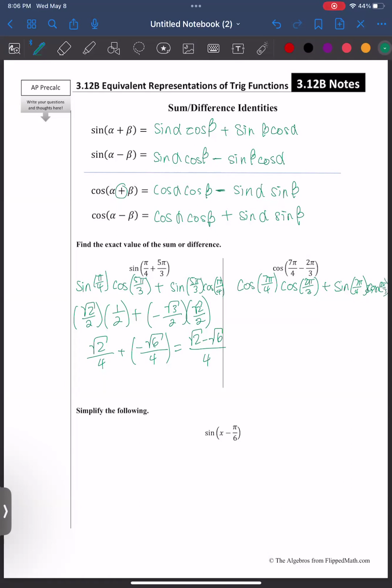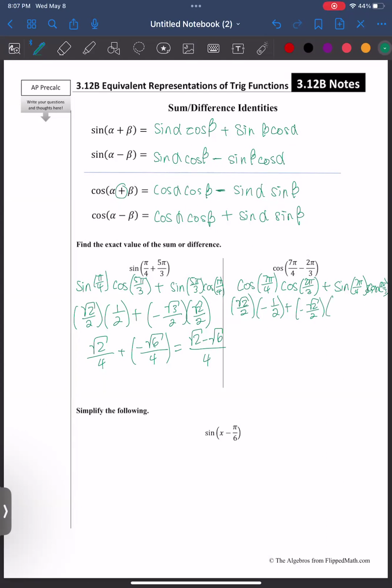I ran out of space there. So again, cosine 7 pi over 4, well, that's going to be positive square root of 2 over 2. And then the cosine of 2 pi over 3, that's not in the first or fourth quadrant, so it's going to be negative 1/2. And then it's going to be plus negative square root of 2 over 2, because sine is not positive in the fourth quadrant, only in the first and second.